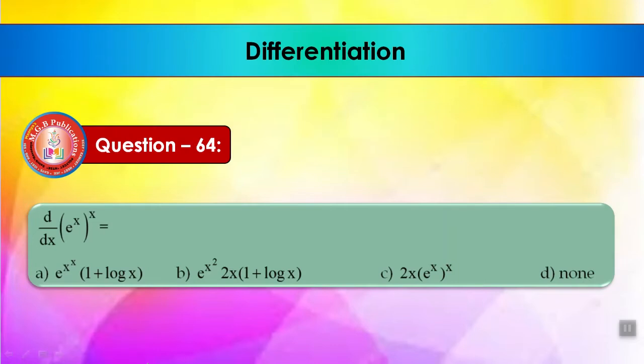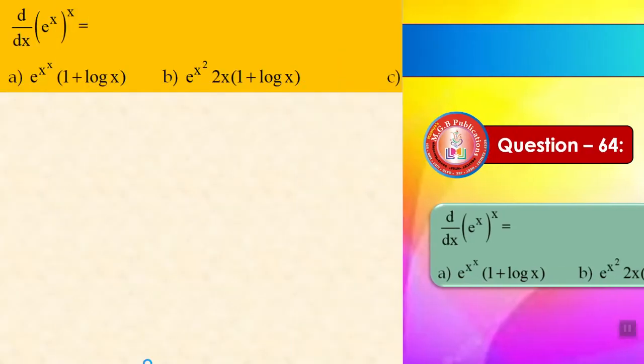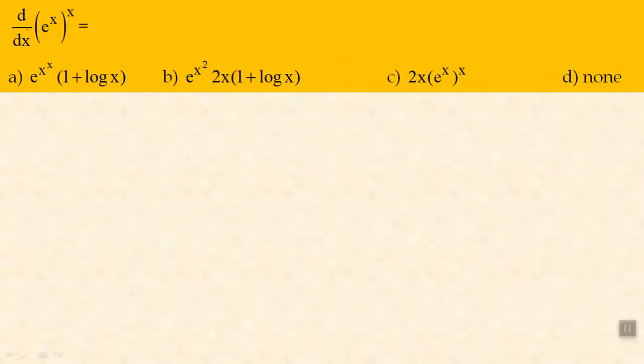Dear students, see the question number 64. Read the question and write it. The question is d by dx of (e power x) whole power x is equals to. Options are e power x into 1 plus log x, e power x square into 2x into 1 plus log x, 2x into (e power x) whole power x, none. Let us find this.